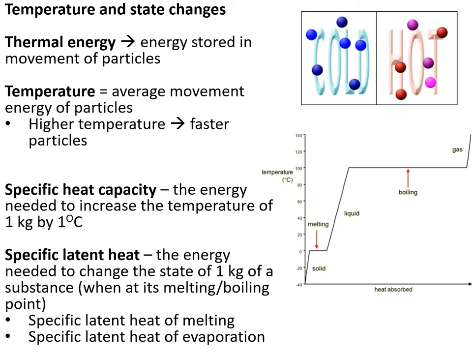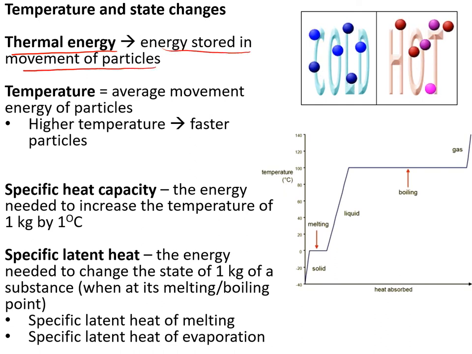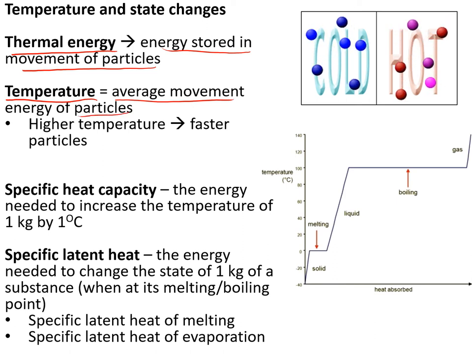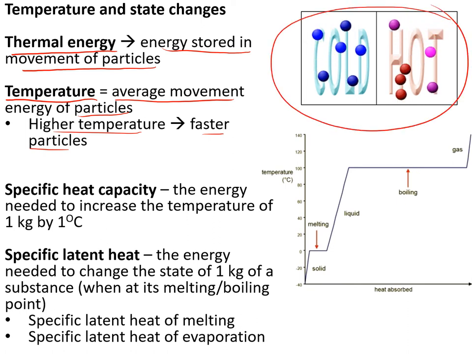Temperature and state changes. So thermal energy is the total amount of energy stored in the movement of the particles in an object. That is slightly different to temperature. Temperature is the average movement of the particles in an object. So the higher the temperature, the faster the particles. So if we compare the hot and cold here, we see that in the hot one, the particles are moving very quickly, and in the cold one, the particles are moving very slowly. So we say the temperature of the hot one is greater than the temperature of the cold one because the particles are moving faster in the hot one.